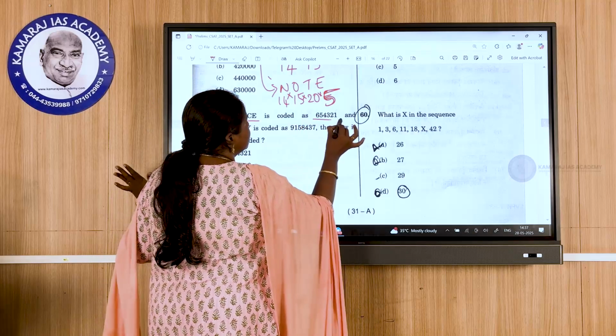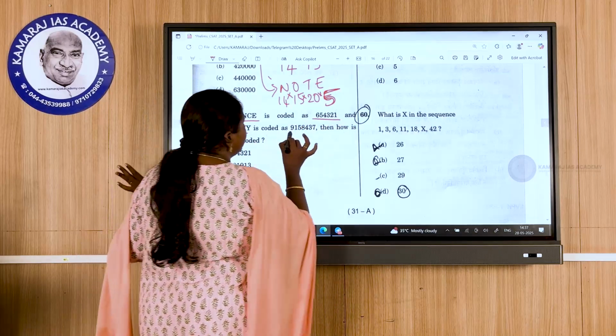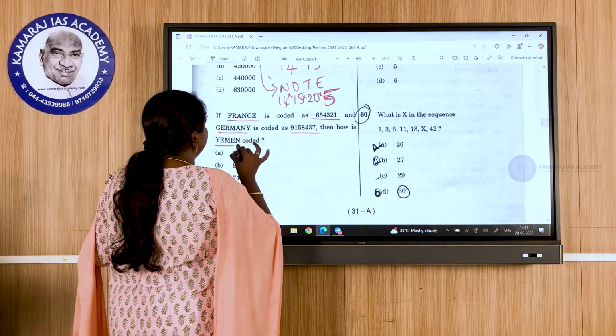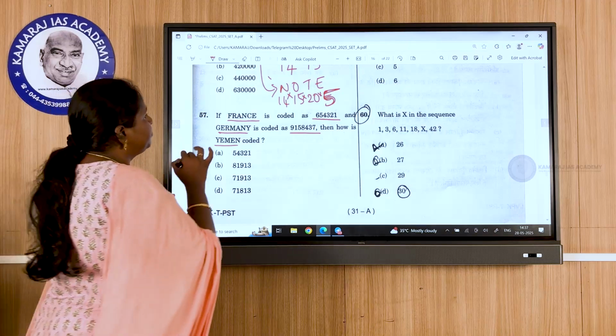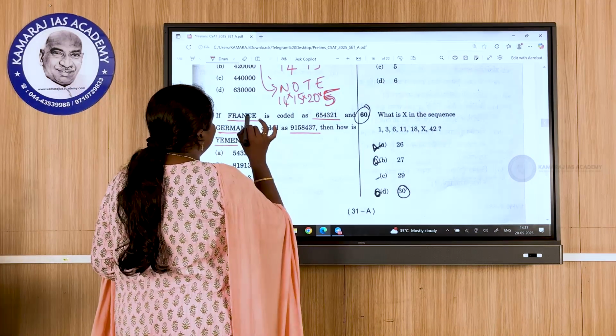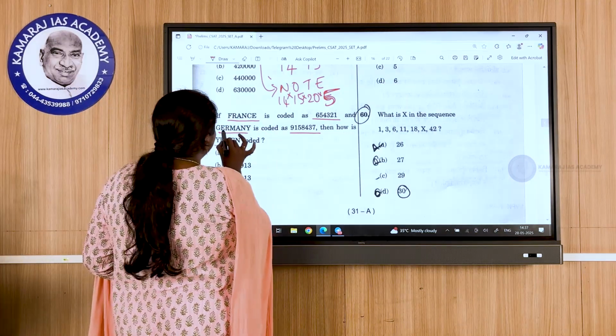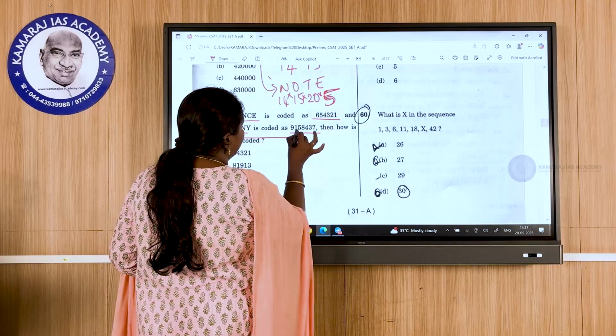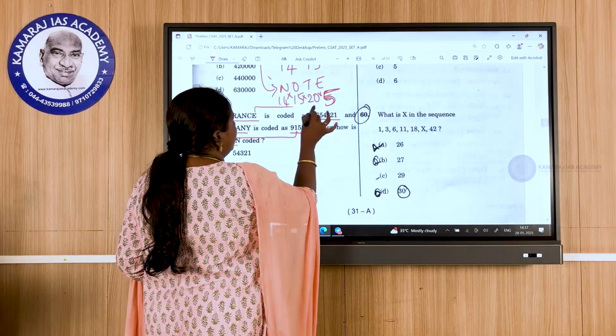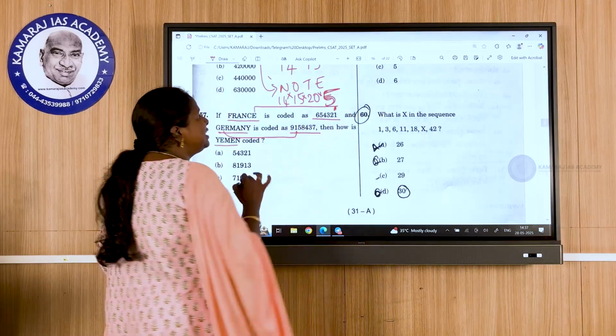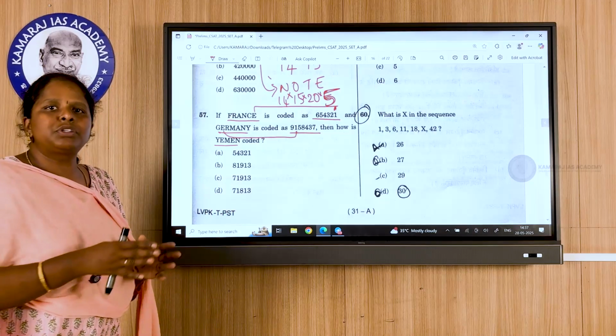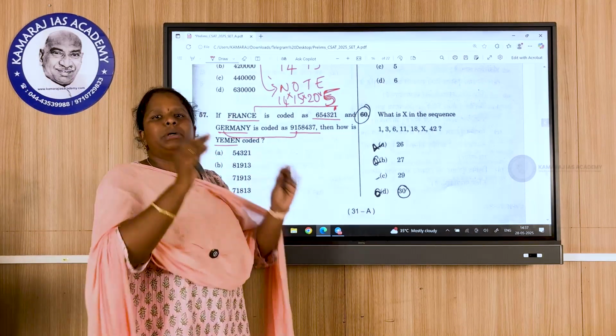FRANCE is coded as 654321, GERMANY is coded as 91, and what about YEMEN? Now see here, you can go for the individual letters. E is coded as 1 here. Similarly, E is coded as 1 here. So this is a direct logic, direct substitution of numbers instead of a particular alphabet.